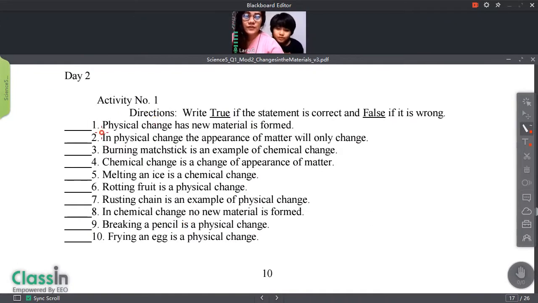Physical change as new material is formed. Is this true or correct? False. Why is it false? Physical change has no new material formed, only its size, form, and shape change. If a new material is formed, that is chemical, not physical. This is chemical change, so that is why it is false.